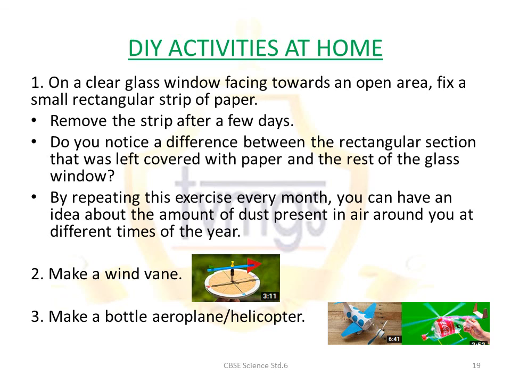On a clear glass window facing towards an open area, fix a small rectangular strip of paper. Remove the strip after a few days, maybe 4 or 5 days. Do you notice a difference between the rectangular section that was left covered with paper and the rest of the glass window? Note it down. By repeating this exercise every month, you will have an idea about the amount of dust present in air around you at different times of the year.